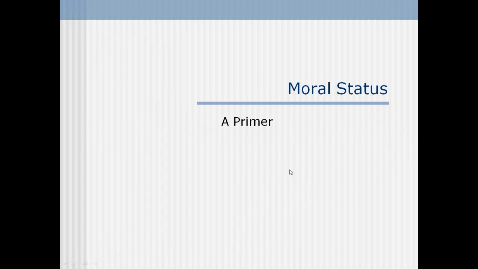This presentation is on moral status. It's a general overview of the concept of moral status. It is designed to provide a context and a system for dealing with any situation, any moral dilemma, where the moral status of some of the entities involved is debated.